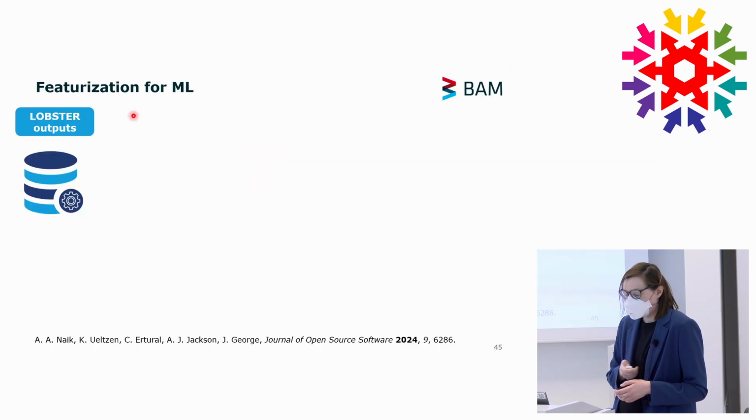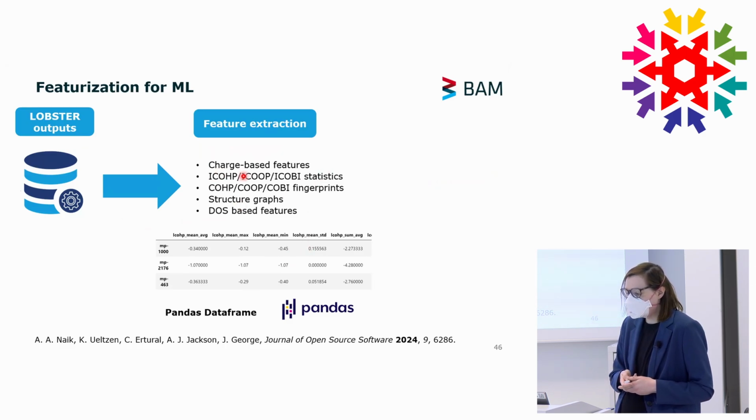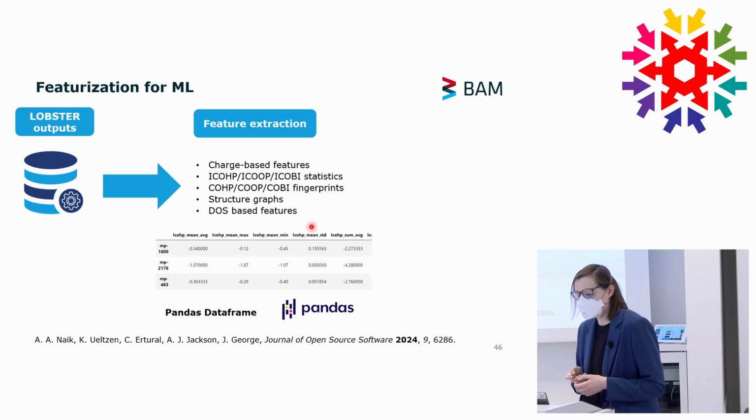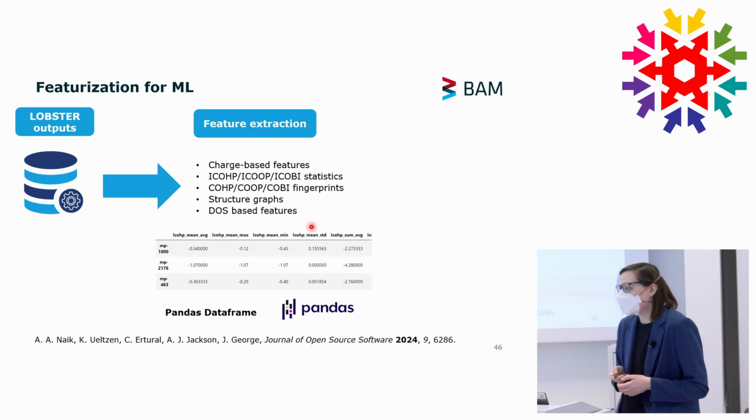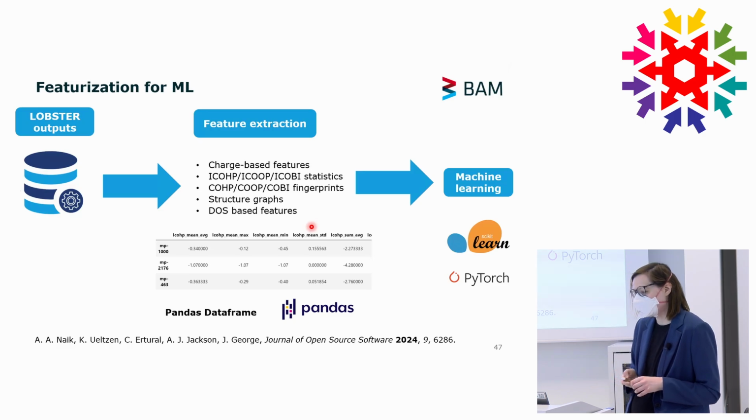So we can then directly use LobsterPy also for featurization. We take the LOBSTER outputs and get pandas data frames based on statistics of these bonding properties. There are a few more bonding descriptors that I haven't talked about that are also available with LOBSTER. And of course, we can also generate DOS-based features, as we also have projected densities of states with LOBSTER. And this is then something we can use for machine learning.